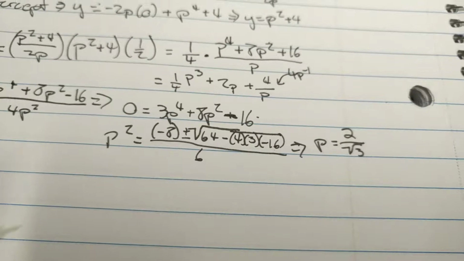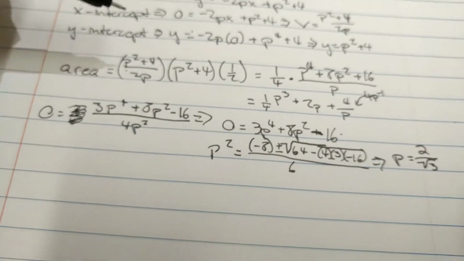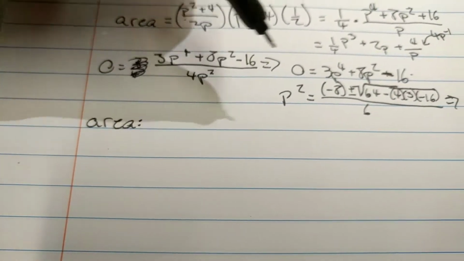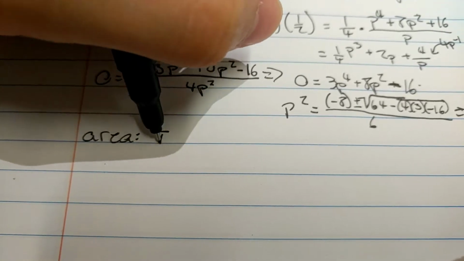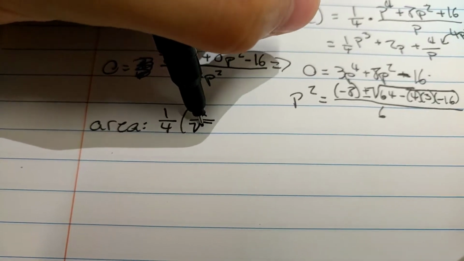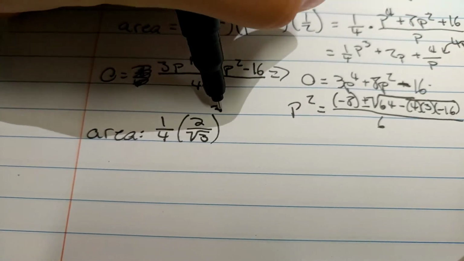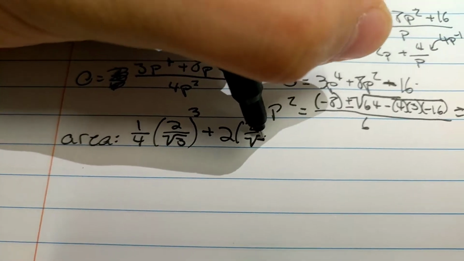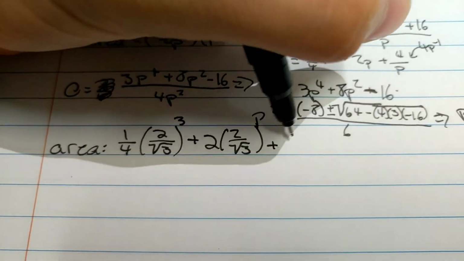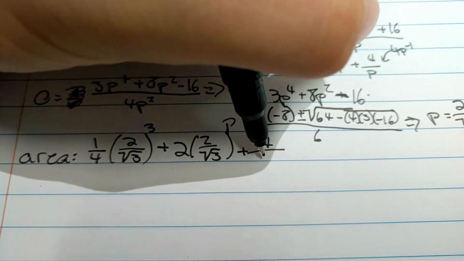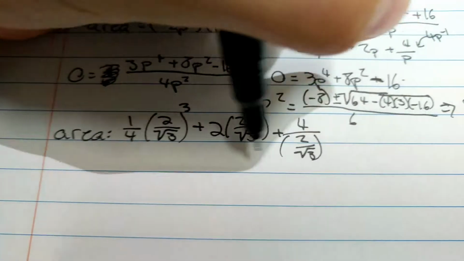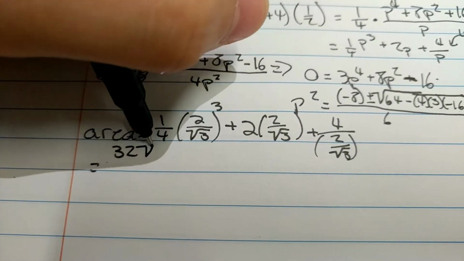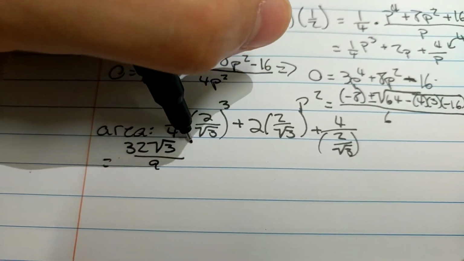Now we can plug this into our area formula over here, and this is just algebra, so I'm going to skip that step too. It's going to be 1/4 times ((2 over root 3) cubed plus 2 times (2 over root 3) plus 4 over (2 over root 3)). Skipping a whole lot of steps, that's equal to 32 root 3 over 9, which is our answer.